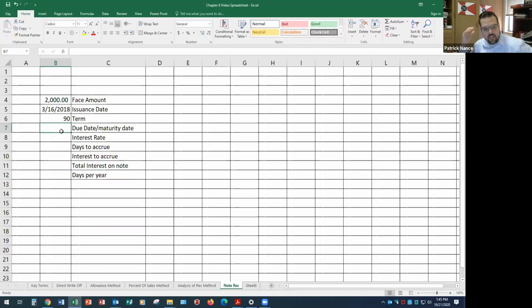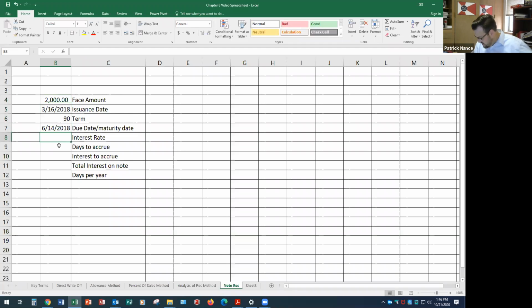Now, something cool that Excel does, and pretty much all spreadsheet programs that I know of, is that dates are actually numbers that are formatted differently. So what that means is that you can use them for math. So rather than having to count days like they show you in the book, if you do this in Excel, you can simply take the issuance date plus the term, and it should return to you the due date, okay, which is correct in this case. 6/14, 2018 is 90 days from 3/16, and that always works. If I made this 60, it would tell me what it is. If I made this 120, it would tell me what it is. So issuance date plus term gives me the due date and the maturity date of the loan.